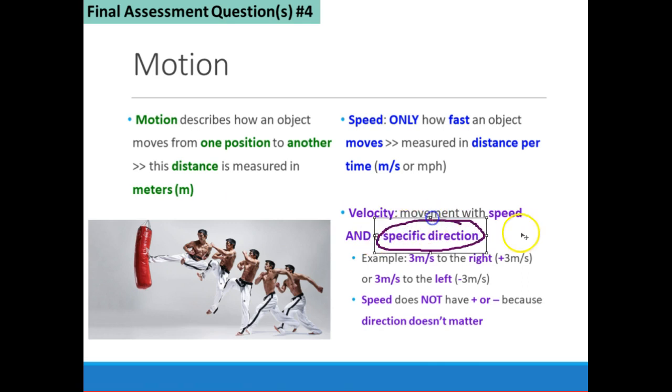When we talk about speed and direction, that means we're talking about velocity. For example, when you say a velocity, you have to say 3 meters per second to the right, or positive, or 3 meters per second to the left, or negative. Whereas speed would not have positives or negatives, because direction doesn't matter for speed.